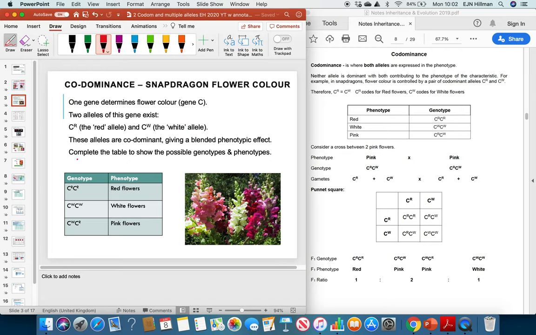Okay, so here's that example I've read through before. We can see there the red flowers are CRCR for their genotype, produce red flowers. White flowers, capital CW, capital CW for the two alleles for white flowers, and then the blended effect, this codominant offspring with pink flowers. Now, I can't emphasize enough how important it is to include the letter representing the gene. So, in this case, that C, well, it stands for colour. So that is the gene. Okay, and you must show the gene as well as the allele. So C for colour and R or W for the allele. Okay, so there's the red allele and the white allele.